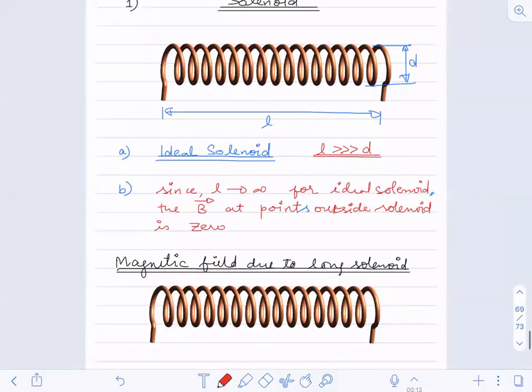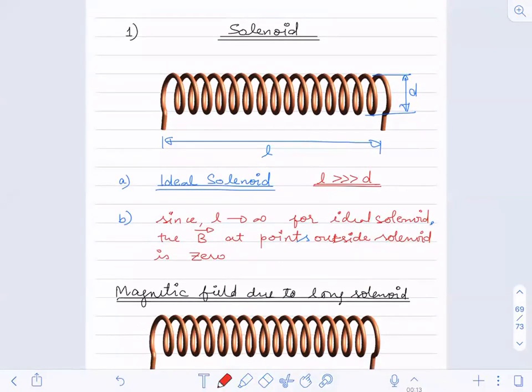Okay. Anybody is having any doubt with the definition of the solenoid? First, we'll start systematically for solenoid. Anybody is having any doubt with the definition of the solenoid? What I'm asking is that you reply first. Anybody who is having any doubt in the definition of the solenoid? No one is having?